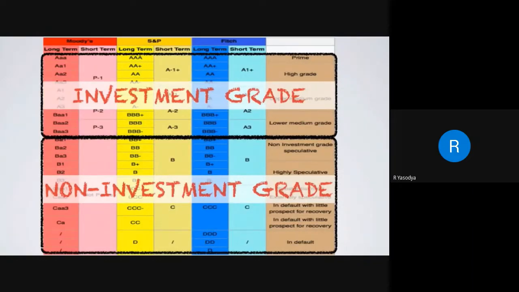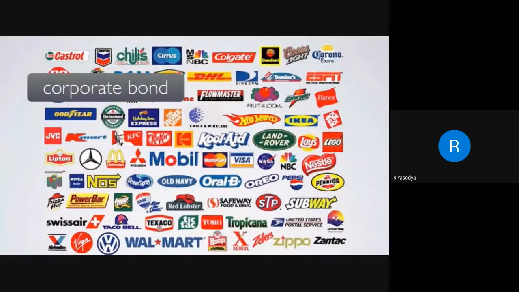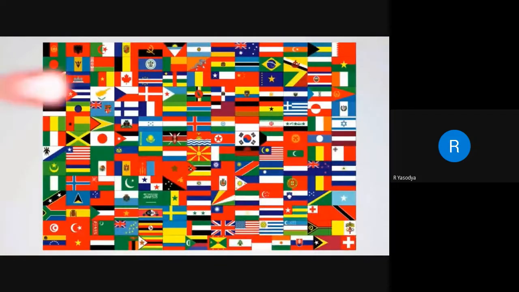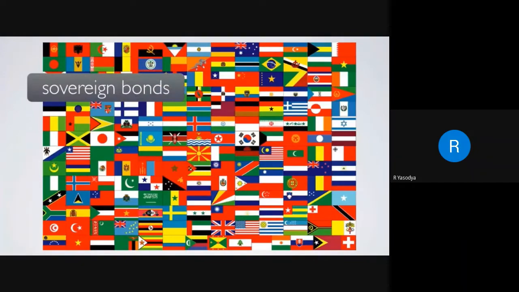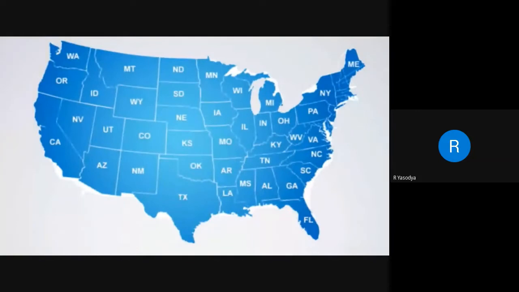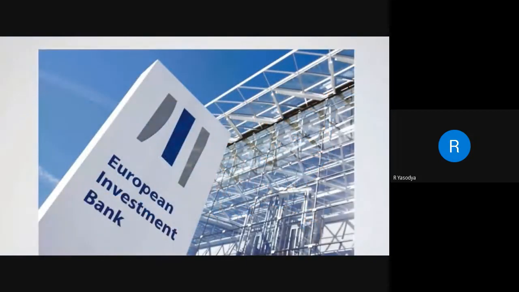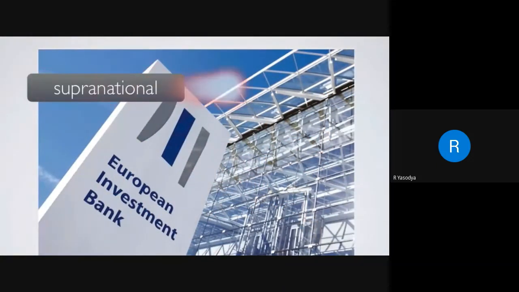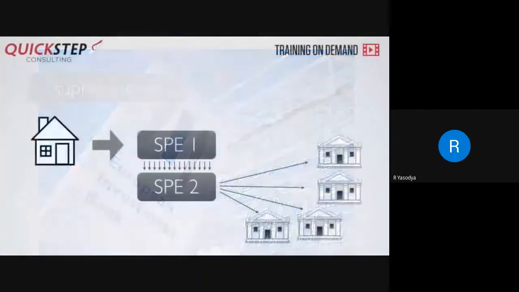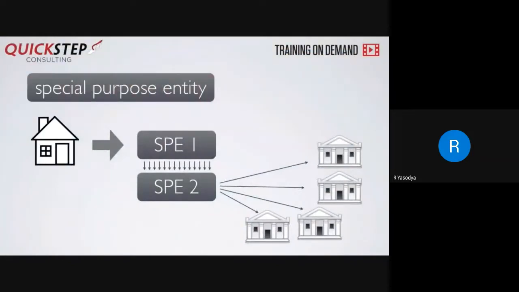This particular bond issued by a corporation is a corporate bond. Bonds issued by national governments are called sovereign bonds. Bonds issued by states or cities are called municipal bonds. There are also bonds issued by supranational organizations, such as the European Investment Bank. And there are bonds, such as mortgage-backed securities, issued by special purpose entities.